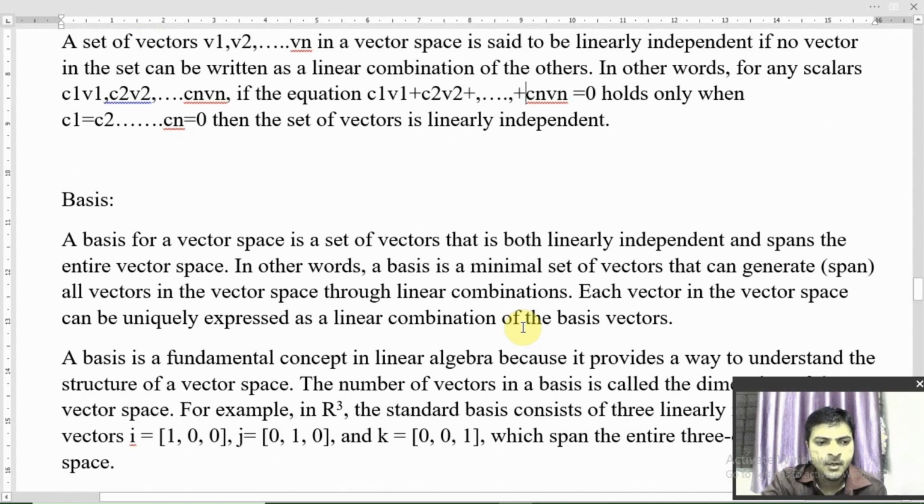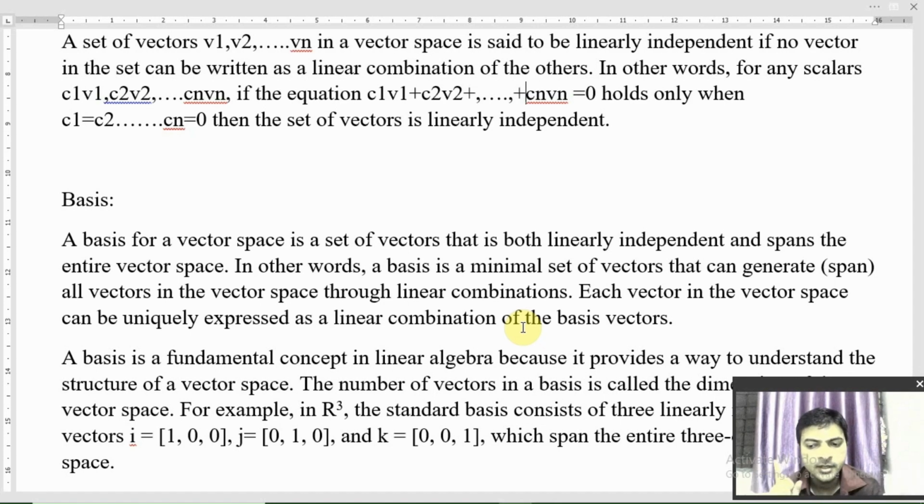Then we have basis. A basis for a vector space is a set of vectors that is both linearly independent and spans the entire vector space. So the basis satisfies only two conditions: the set of vectors must be linearly independent, and it must span, meaning it generates the entire vector space. Then we say it is a basis. In other words, a basis is a minimal set of vectors that can generate all the vectors in the vector space through linear combination. So each vector in the vector space can be uniquely expressed as a linear combination of the basis vectors, and then it forms a basis for the vector space.